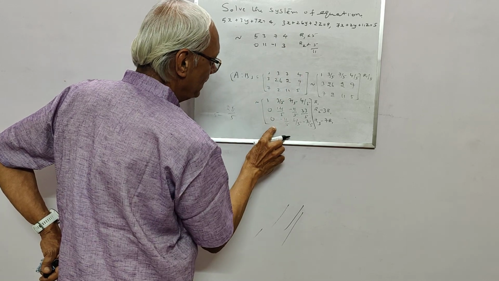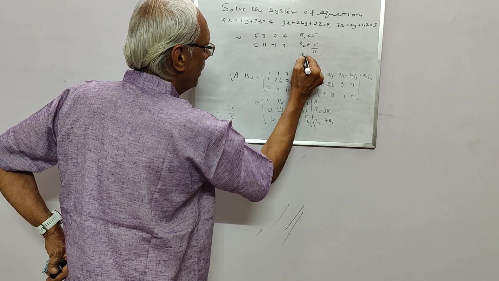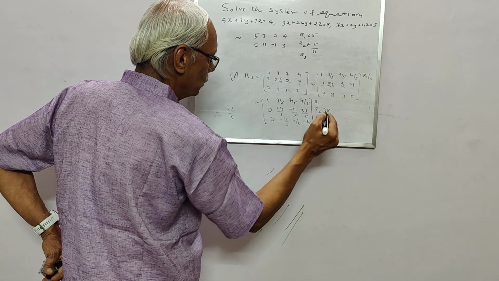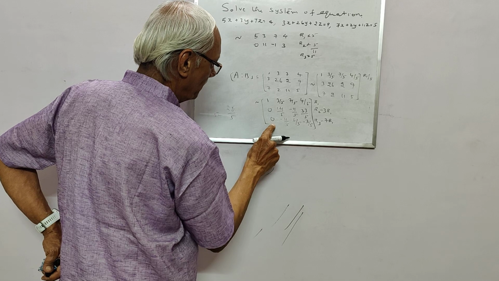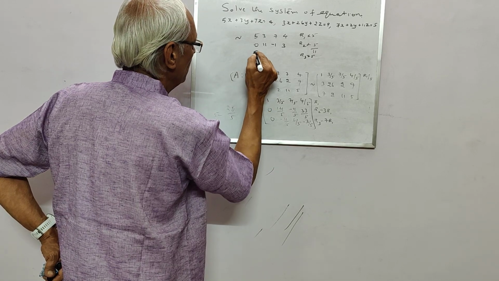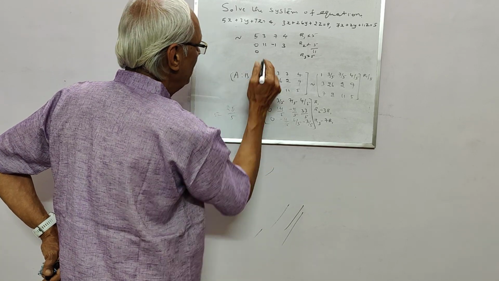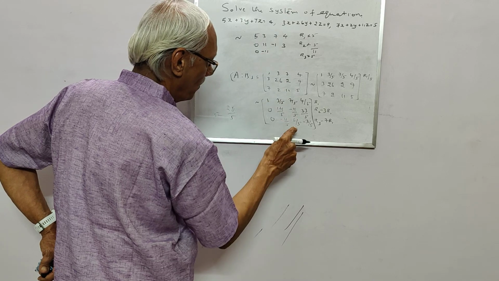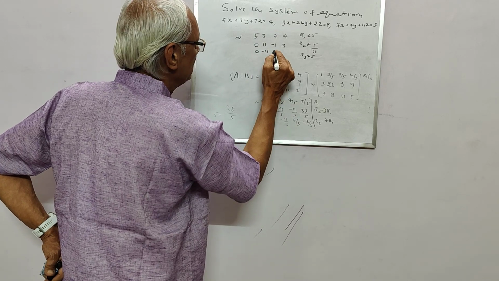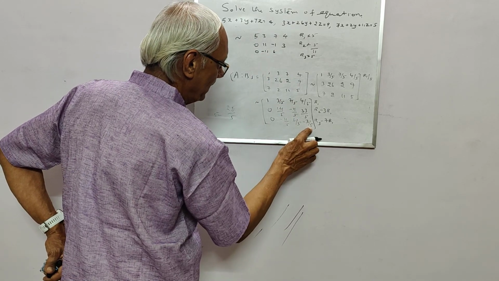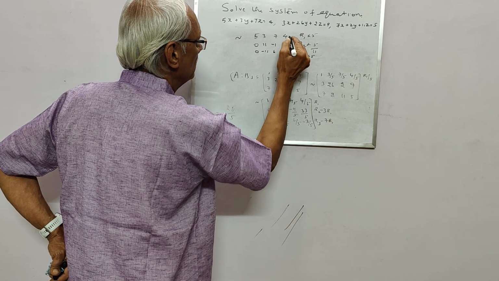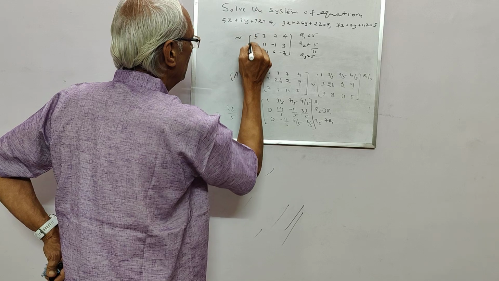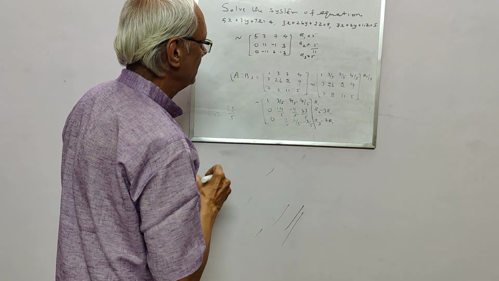Then the next one is R3, multiplied by 5. Multiply this by 5, it will be 0. Multiply this by 5, it is -11. Multiply this by 5, you will get 6. Multiply this by 5, we will get -3. So this is what you get here.